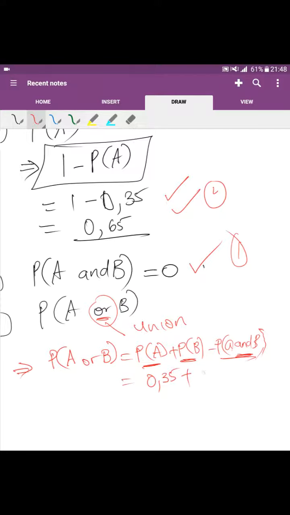Your probability of A is given as 0.35, plus your probability of B is given as 0.52, and the probability of A and B is 0. Then use your calculator to punch this, and you'll end up with 0.87, and that's where you get your 2 marks.